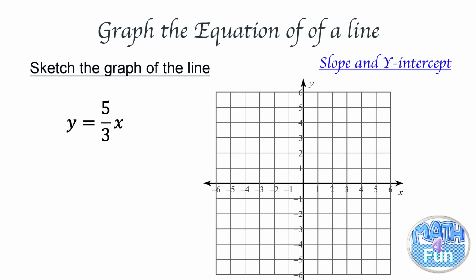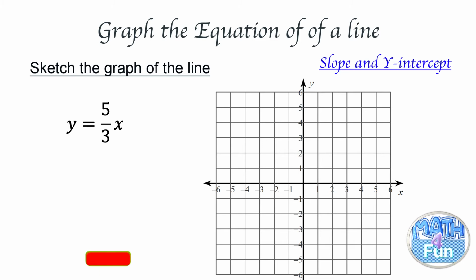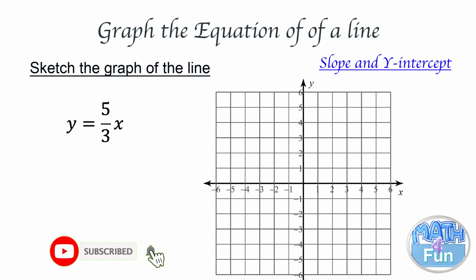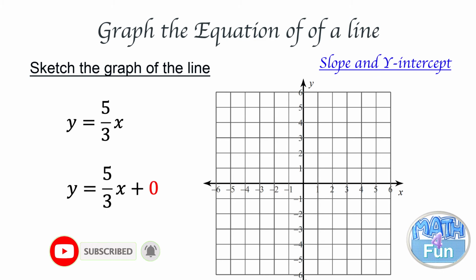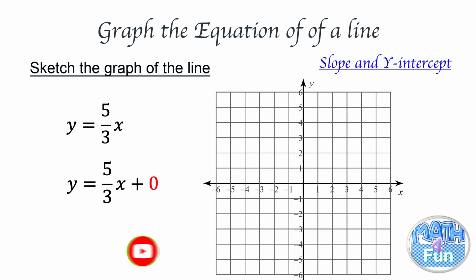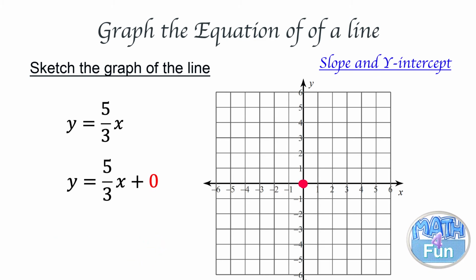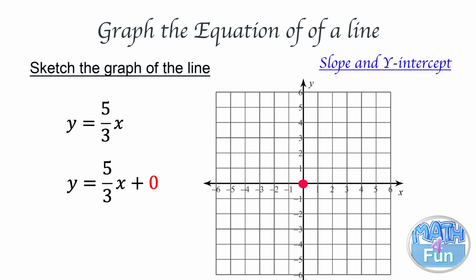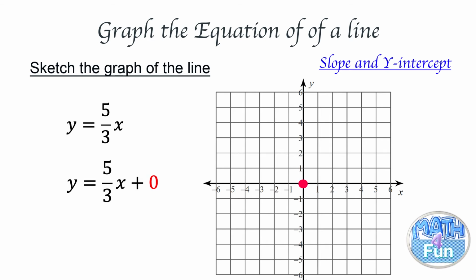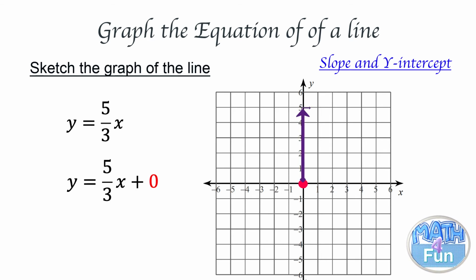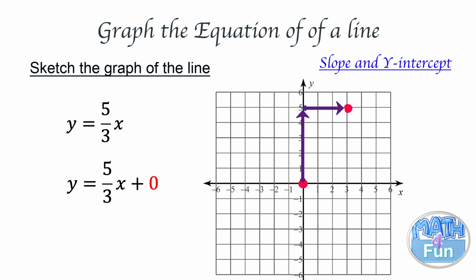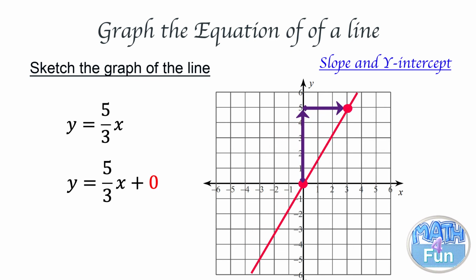Let's check this. y equals 5 over 3x. So now the y-intercept in this case is 0, because we can write the equation y equals 5 over 3x plus 0. So we can start from 0 here, and we need the slope. So the slope is 5 over 3. So we go up 5 units and 3 to the right, and then we plot the other point, and then we join the 2 points, and that's it.